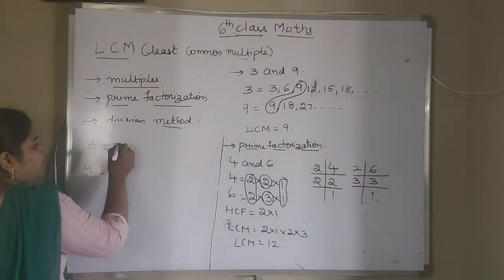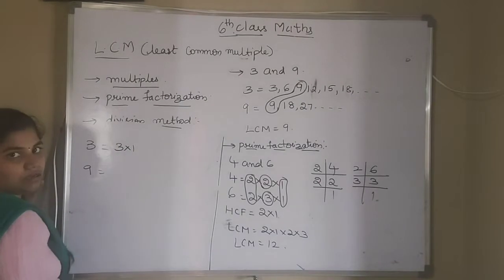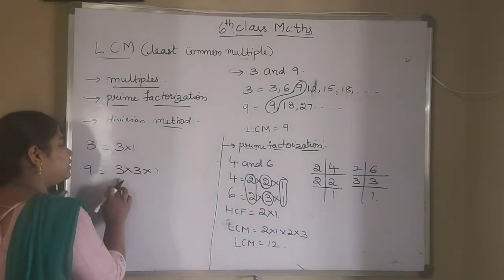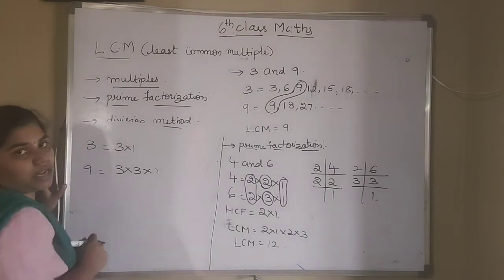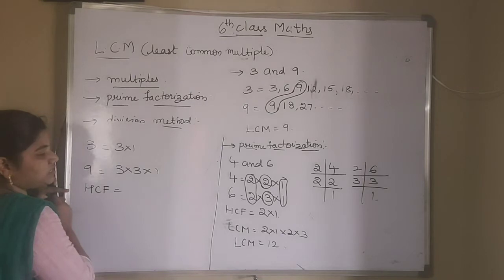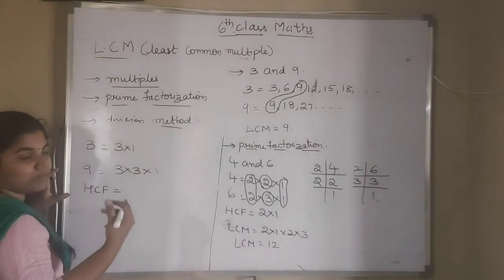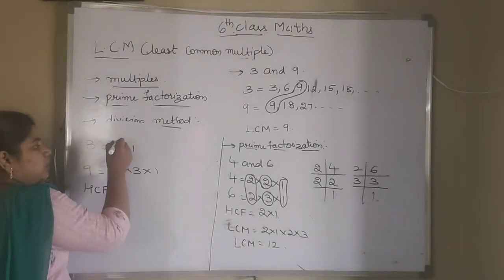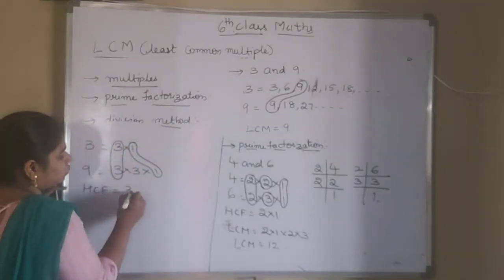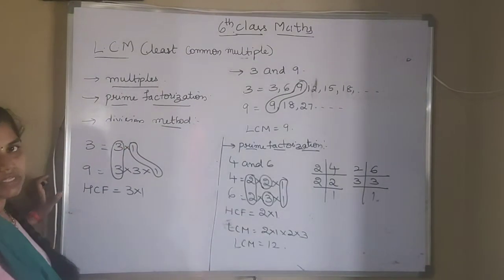So 3 is a prime number, so I can write 3 into 1. And 9 can be written in the form of 3 into 3 into 1. 3 3s are 9, 9 1s are 9. So first what we have to do, we have to take the HCF. HCF is nothing but taking out the common values in both the numbers. So this is a common value and this is also a common value. So 3 into 1 as it is I wrote.